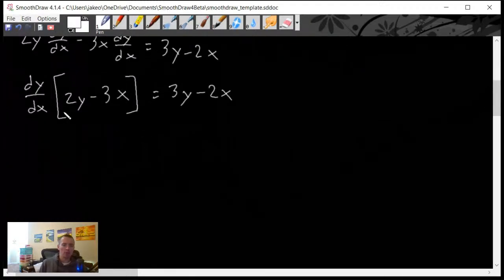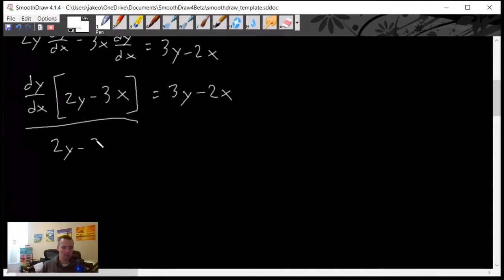And then the reason why this is so nice is now we've gotten this to the point where we only have a single dy dx. So what that means is all we can do to get that all by itself is just divide all the other stuff that's in parentheses here from both sides of our equation.